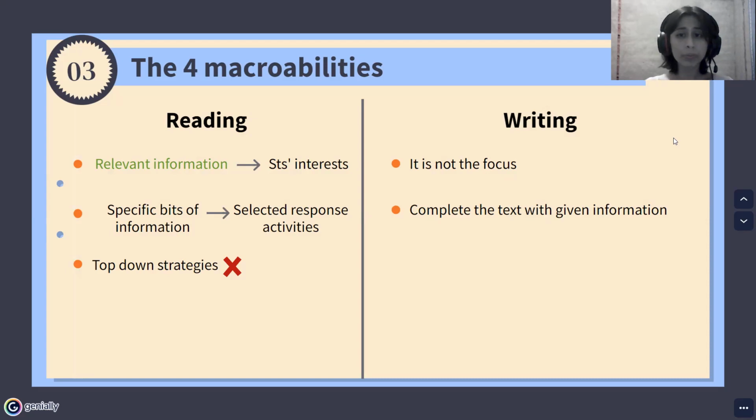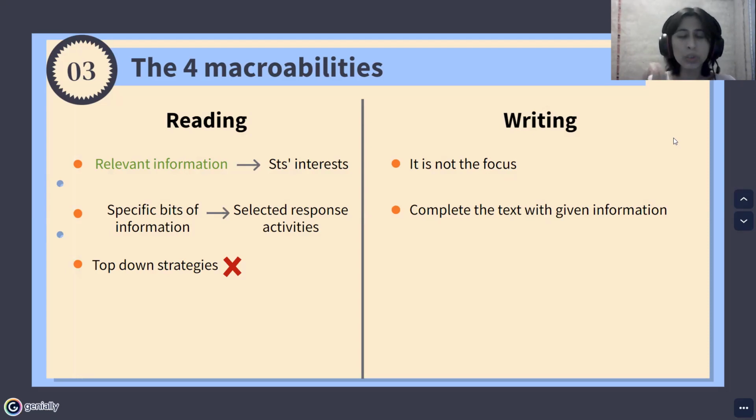Well, there are exceptions, but most of these activities were about reading the text and completing the spaces with the correct form of the verbs in brackets. Those were the exercises. So they were very controlled activities, and you can notice that writing was not the focus.